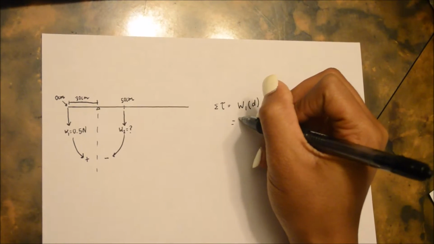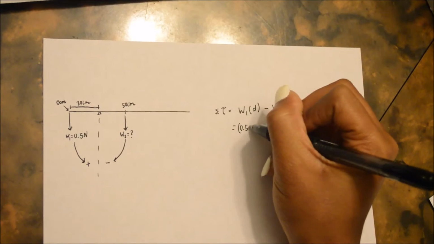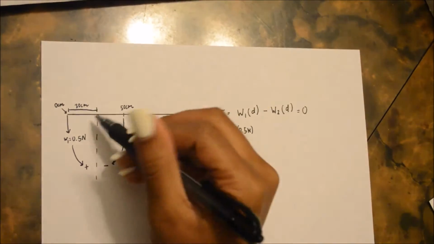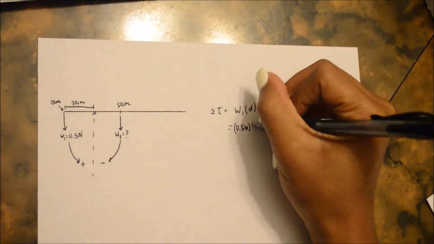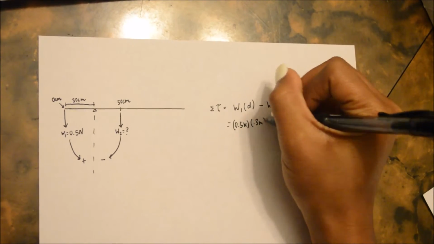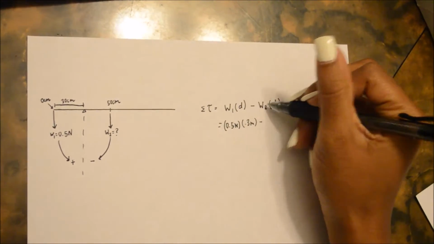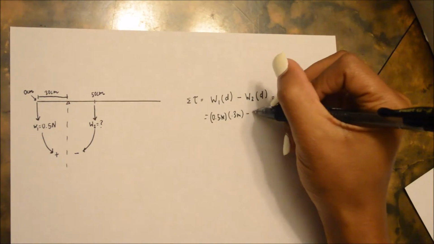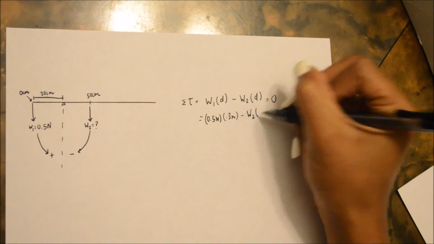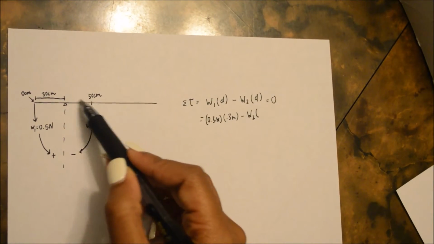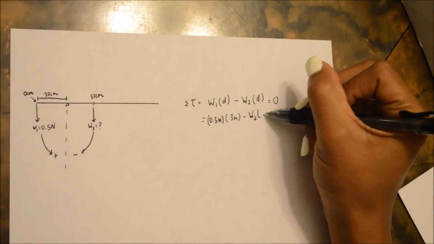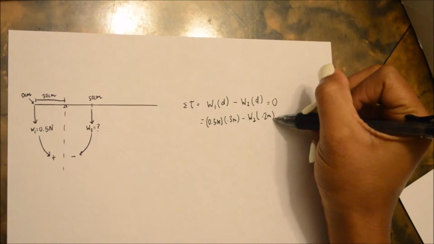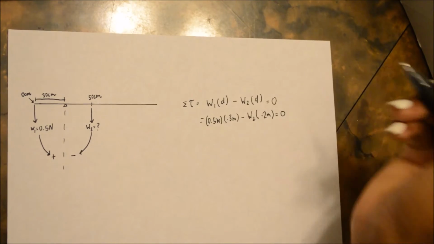Now we get to plug in our variables. For weight 1, we know that it's 0.5 newtons. And its distance from the fulcrum is 30 centimeters, or 0.3 meters. Now we subtract weight 2, but since we don't know it, we'll leave it as a variable. And its distance from the fulcrum is 20 centimeters, or 0.2 meters. And make this all equal to 0.